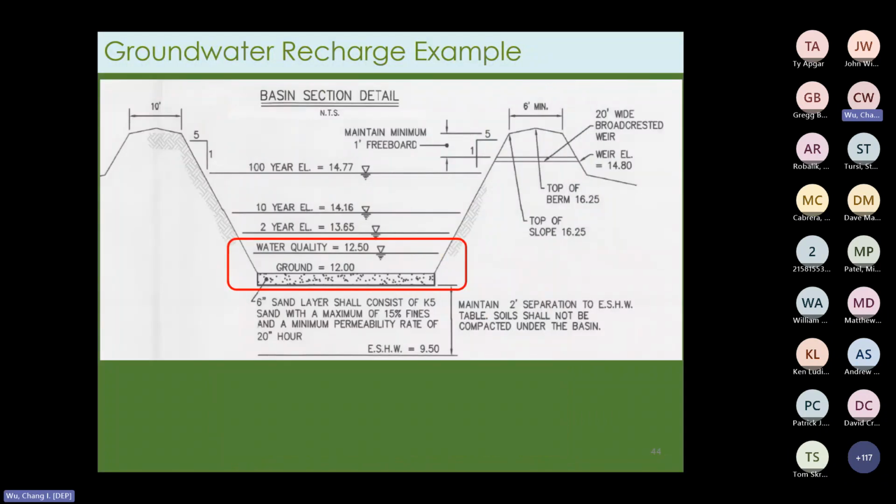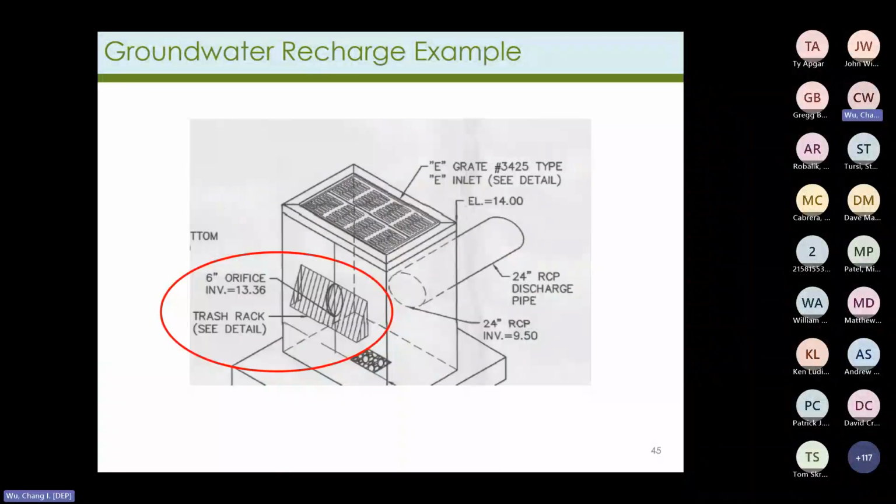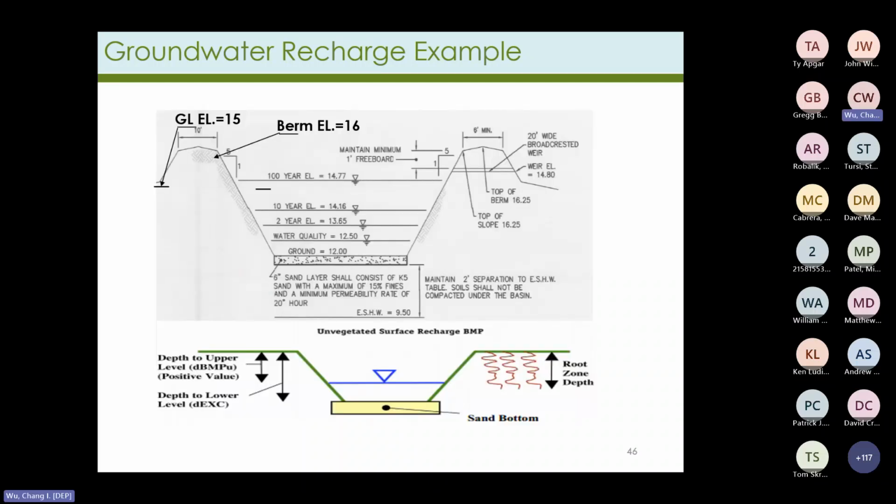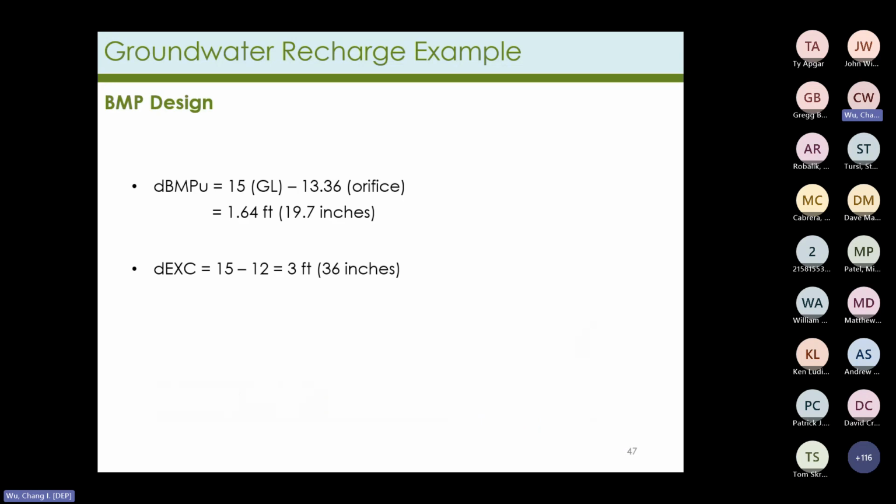So here's one example that shows the water quality water level and the ground. This example is an infiltration BMP. You can see that it has all of it at the elevation 13.36. So the configuration of this BMP is the same as the one that has no vegetation in the bottom. So the dBMPU is the ground level and the water level at the first orifice, so it's a positive 1.64 feet, and dx is the difference from the ground level to the bottom of the infiltration basin.